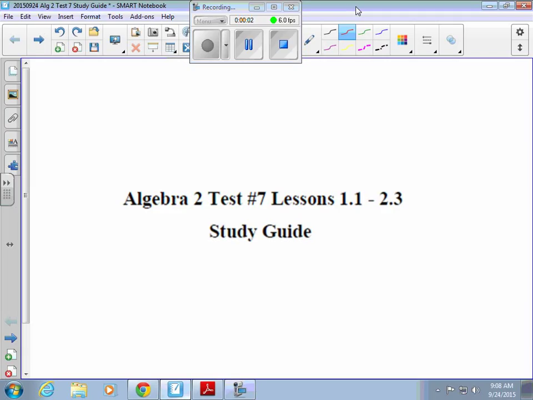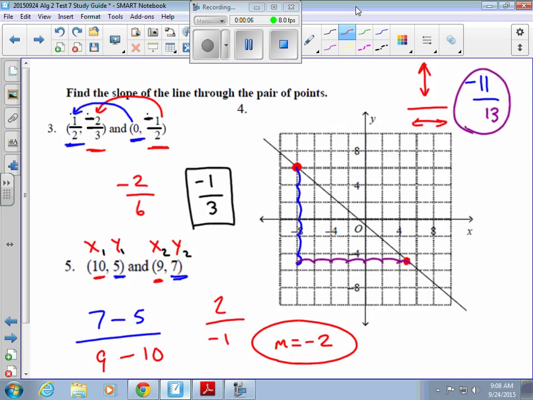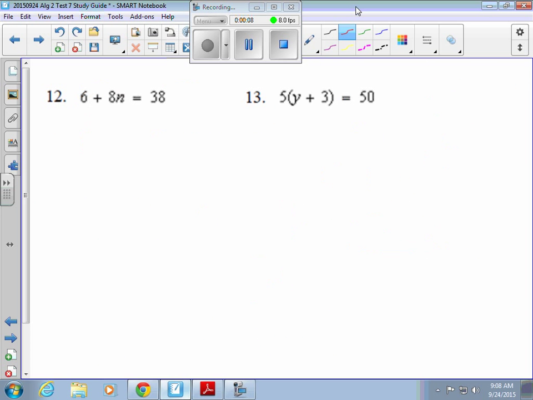This is Algebra 2, test number 7, through lesson 2.3. Picking up, this is part 2, picking up on number 12. It says 6 plus 8n is equal to 38. Very simple equation, 2 steps. You undo your addition and subtraction before the multiplication and division part.